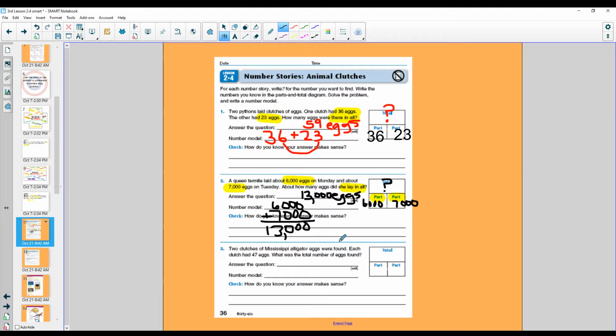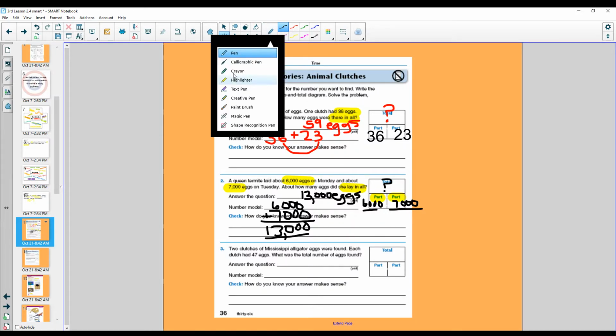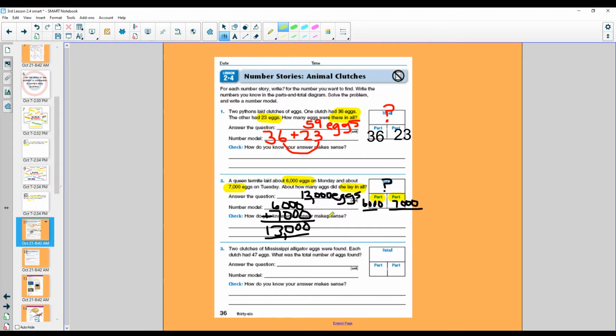And think about if your answer makes sense. Both these numbers were in the thousands. We should end up with a number that's in the thousands. Notice how I'm highlighting this one. I would like you to pause the video and try it yourself. Then unpause the video and we'll go over the answer together.